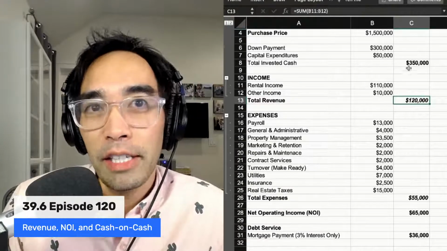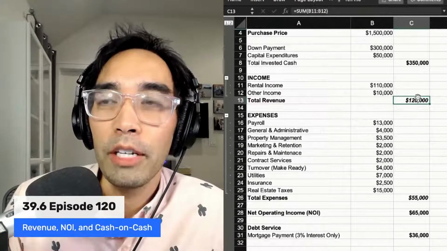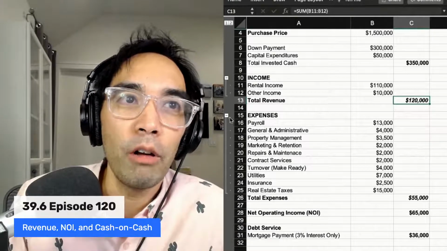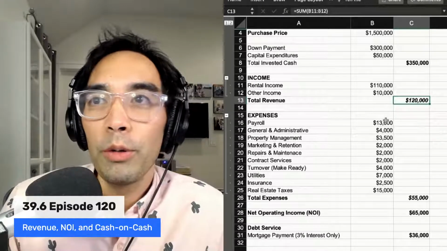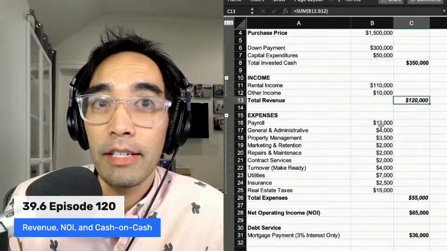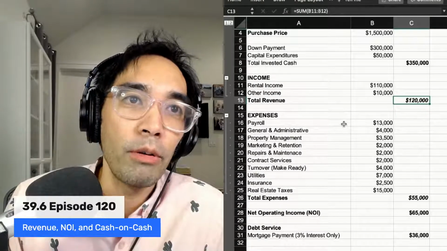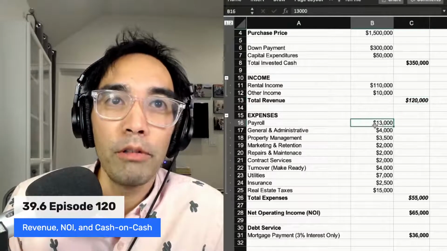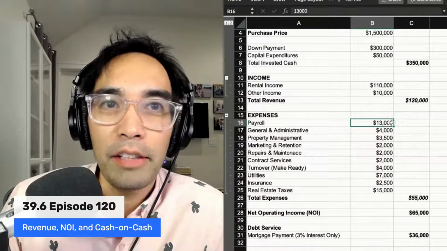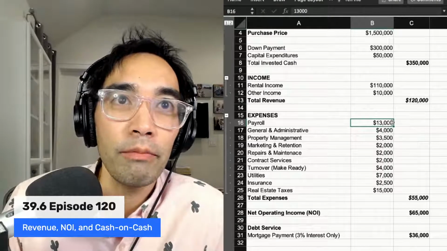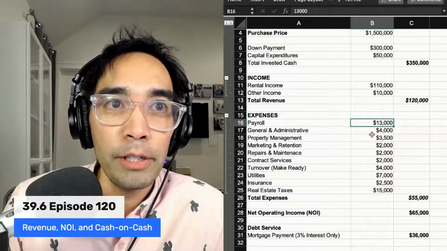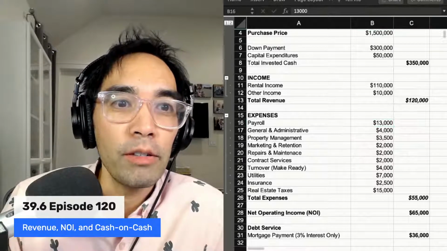That would be fantastic. That's about a one-third return on your money, except you haven't paid for any of your expenses yet. So you have to pay for all of these expenses. When you are running a big multifamily property, you usually have staff on site, or let's say part-time, but you have people on payroll. That's one line item, listed here at $13,000, which is around 9%. General and administrative, or G&A, is $4,000.